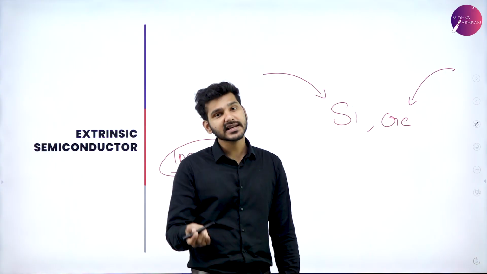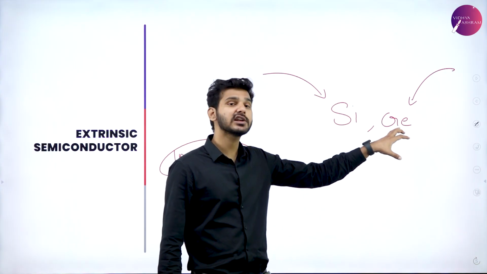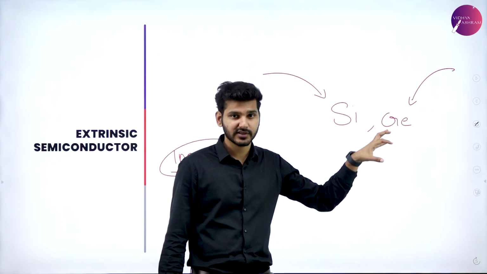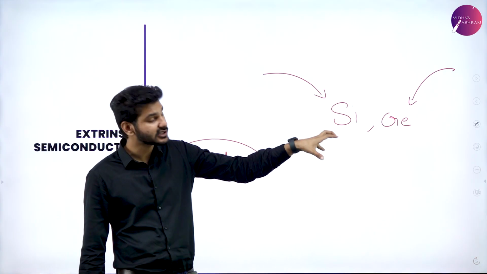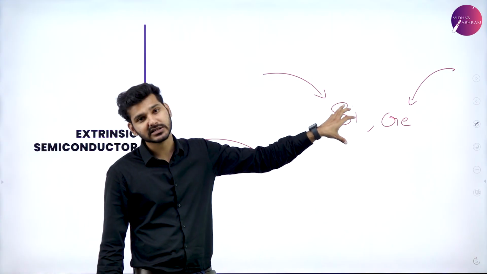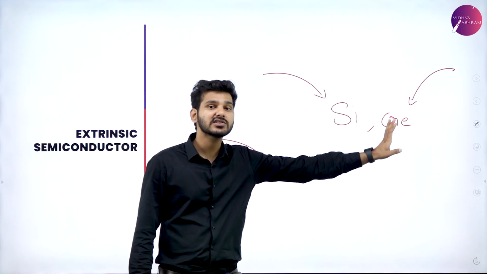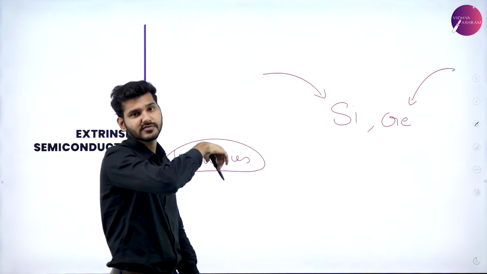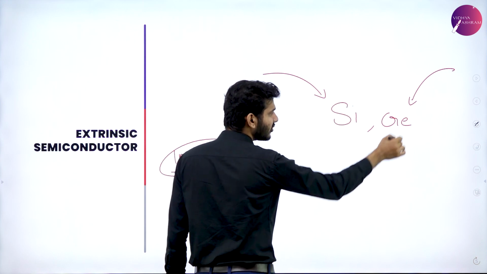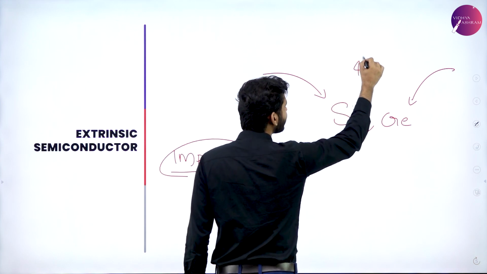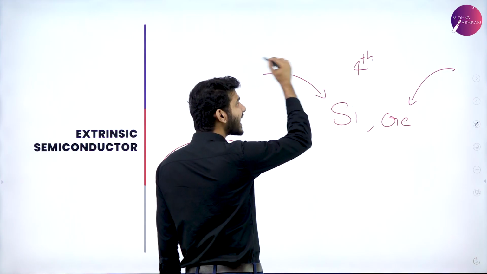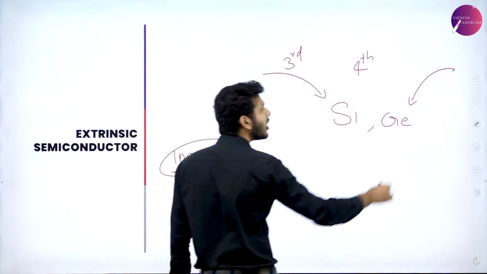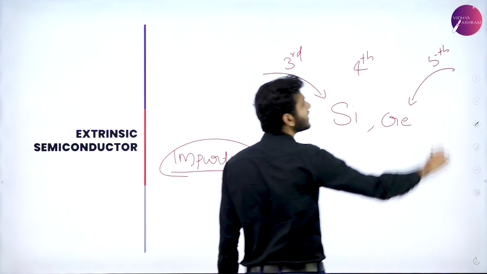To say it more precisely, it should be very close in size to the actual atom, which means we will be doping it with, or simply adding impurities to this particular pure atom from the very next or very before groups, that is succeeding or preceding groups. So these are fourth group elements. If we are adding impurities, we'll be adding either a third group element or a fifth group element.